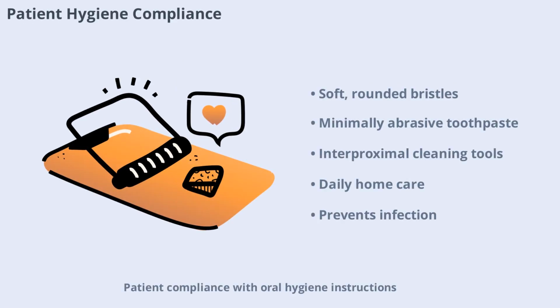Patient compliance with oral hygiene instructions is a cornerstone of peri-implantitis management. Daily cleaning with soft, rounded bristles, minimally abrasive toothpaste, and interproximal cleaning tools like gauze, superfloss, or irrigators is essential. Consistent and thorough home care helps prevent plaque accumulation and reduces the risk of infection, supporting the long-term health of dental implants.